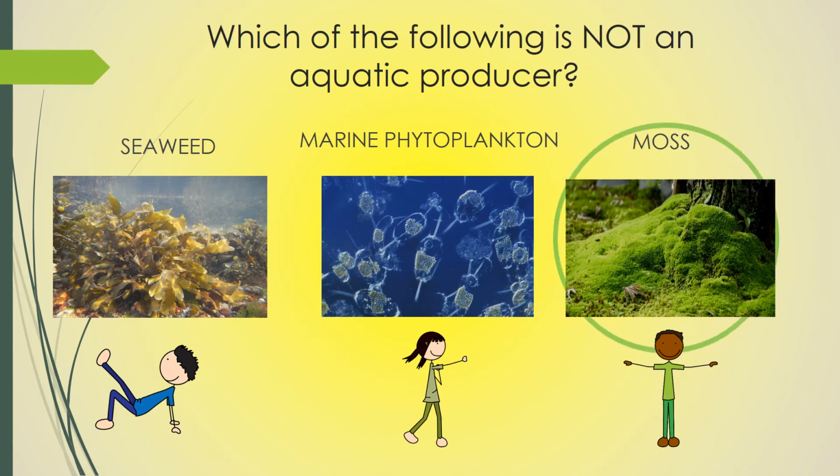The answer is moss. Moss is a terrestrial producer because it is found on land.